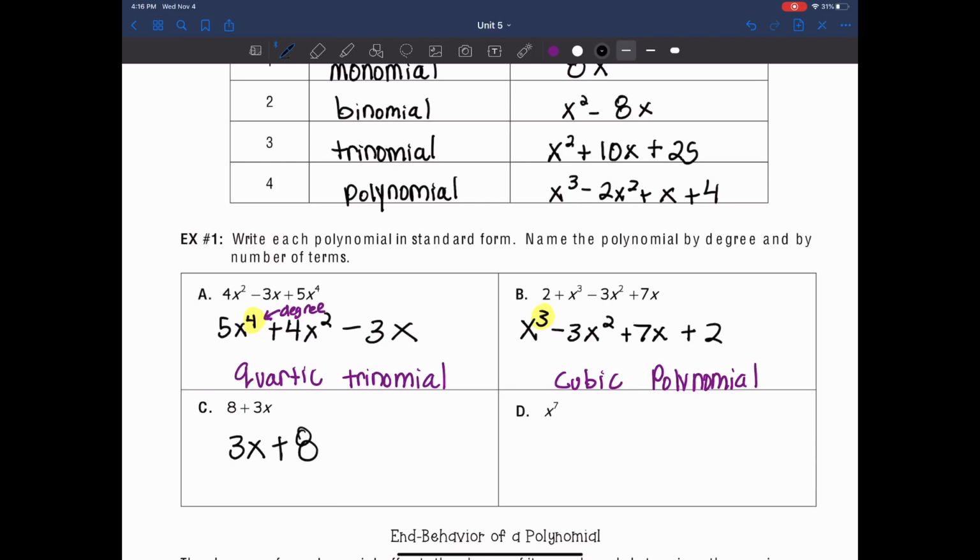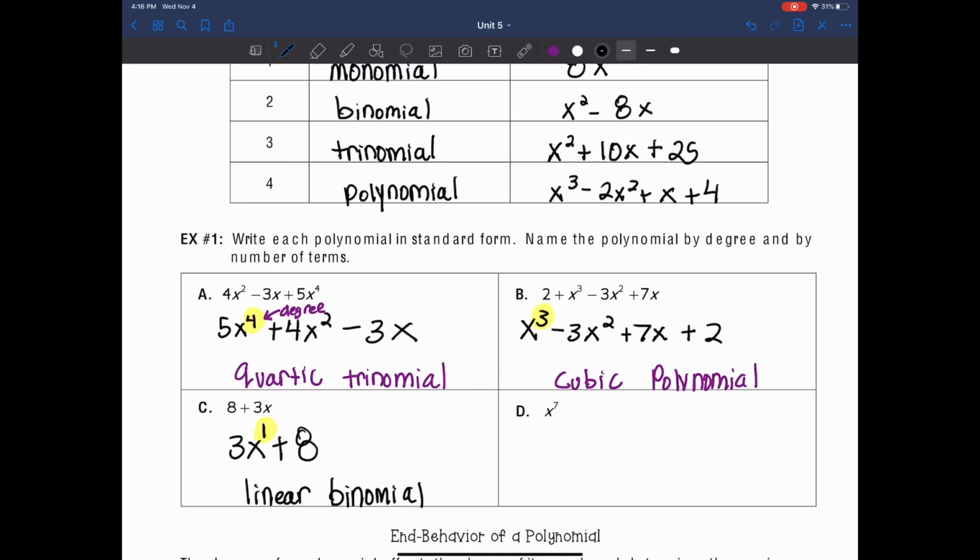Okay, so since my degree here is just 1, right? I don't have any special exponents or anything like that. That's going to make this a linear function, because this forms a straight line if we were to graph it. And since this has 2 terms, this is a binomial. So this is referred to as a linear binomial.